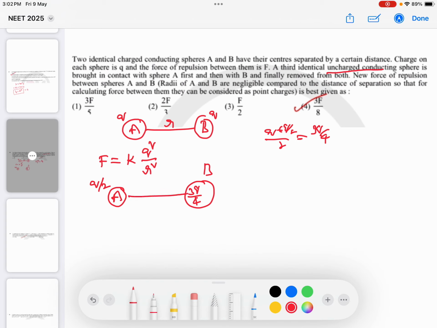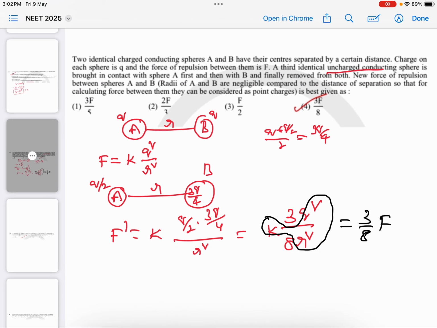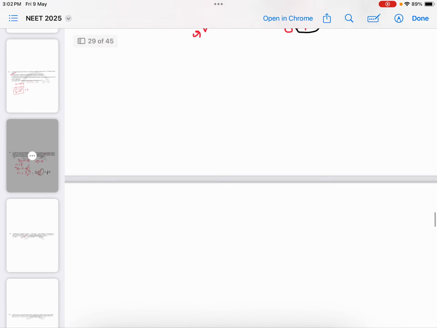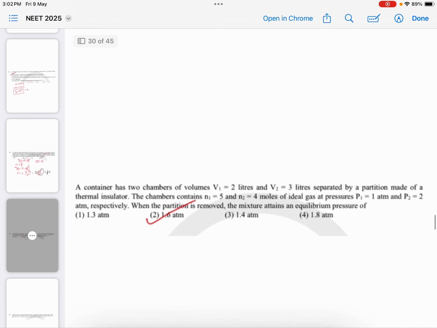Separated with the same distance, then the force F dash can be written as K into Q by 2 into 3Q by 4 divided by R square, nothing but K into 3Q square by 8R square. So KQ square by R square can be taken as F, so it is 3 by 8 times of F. This is electric charges and fields. Simply they are giving only Coulomb's law.